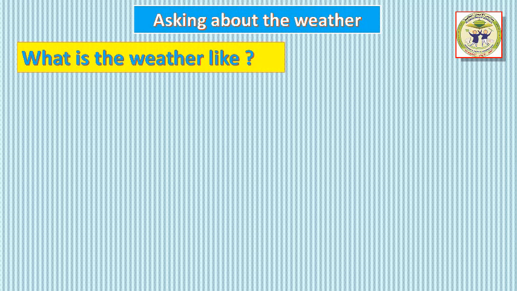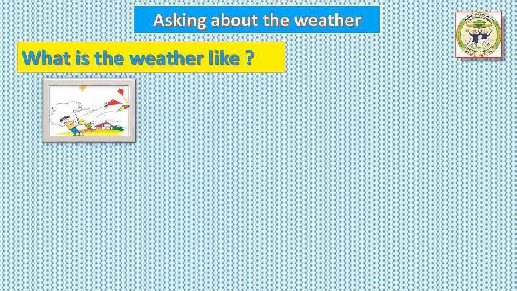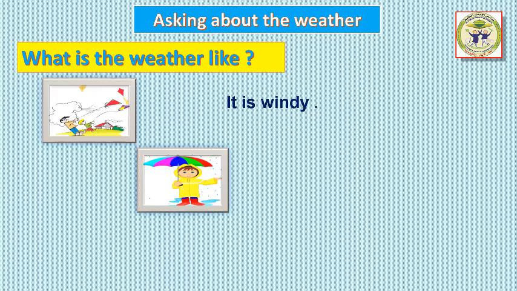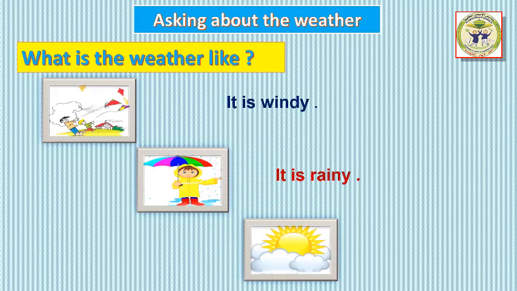When you ask about the weather, you will say, what is the weather like? Look at this picture. What is the weather like? It's windy. Picture number 2. What is the weather like? It's rainy. Picture number 3. What is the weather like? It's cloudy.